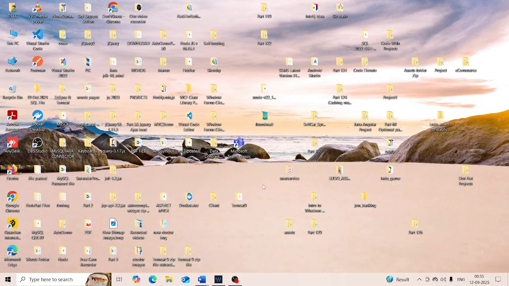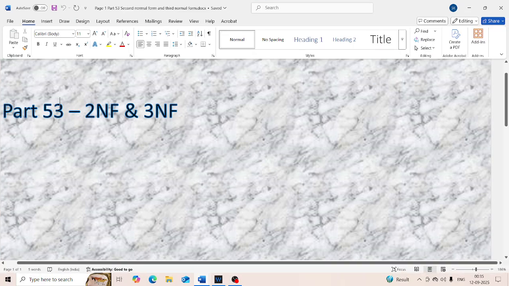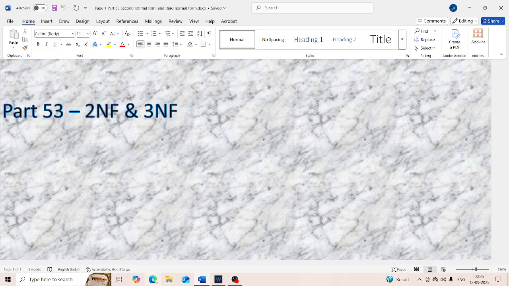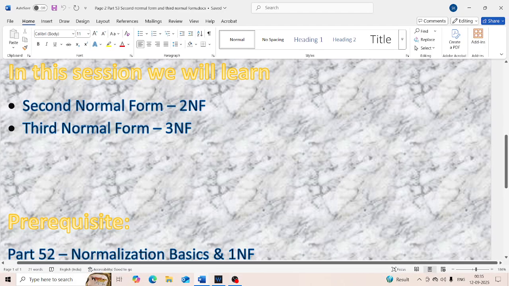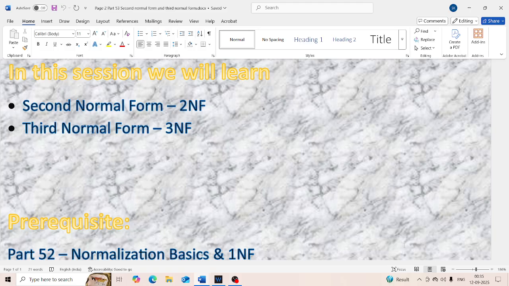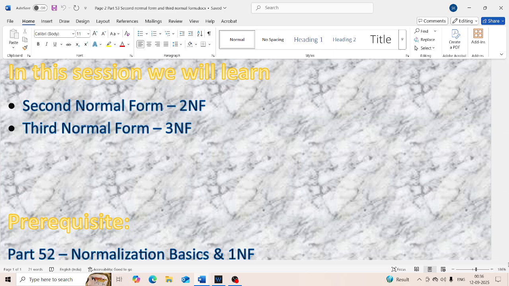Hello guys, this is part 53 of SQL Server. In this session, we will learn about second normal form, also commonly referred to as 2NF, and third normal form, which is commonly referred to as 3NF.